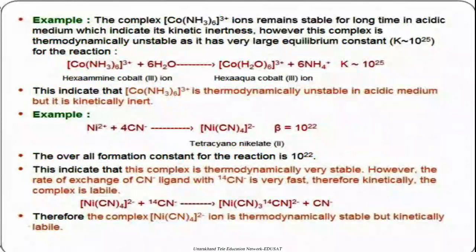For example, the complex [Co(NH3)6]3+, hexaamminecobalt(III) ion, remains stable for a long time in acidic medium, which indicates its inertness or inactivity. However, this complex is thermodynamically unstable as it has a very large equilibrium constant, that is K is equal to 10 to the power 25.